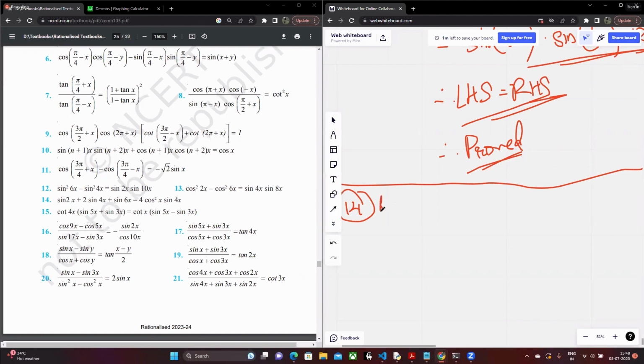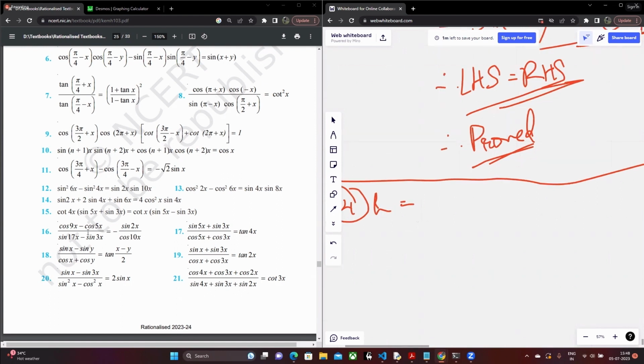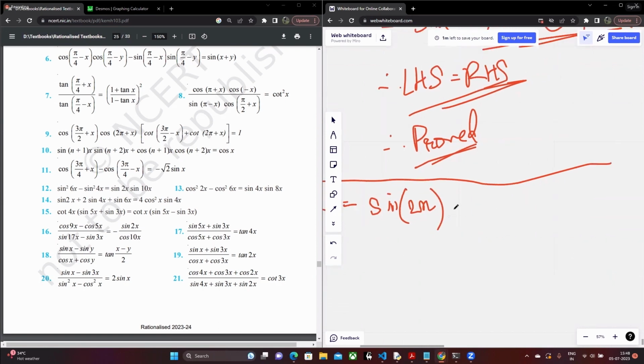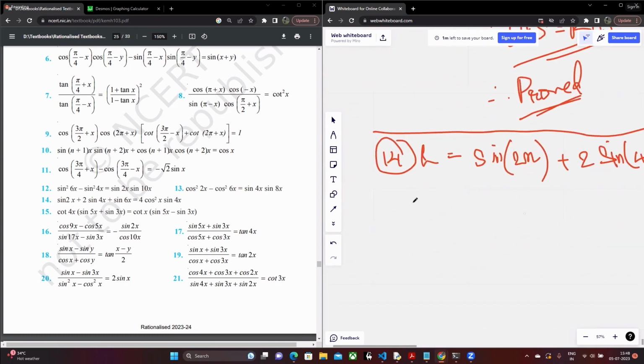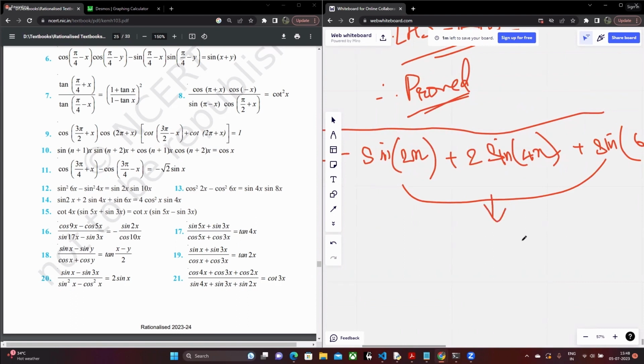So I'm going to deal with that. Again, the right hand side is a fairly simple expression. I'm not bothering with that. Right? L is equal to sine 2x plus 2 times sine 4x plus sine of 6x. Right? So I can basically combine these two.